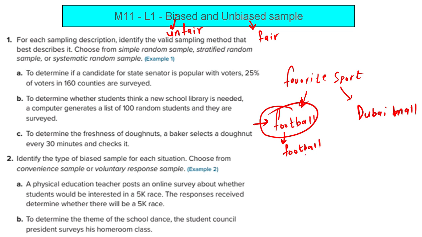So what do you think? Will I get correct data? Is it justified with the other sports? No. Because if I am going to a football match, everyone will say football. I will not get correct data. So this will become a biased sample.